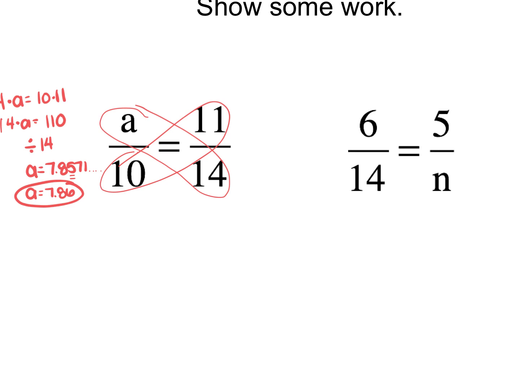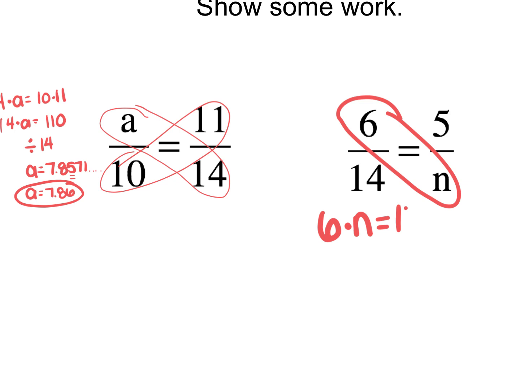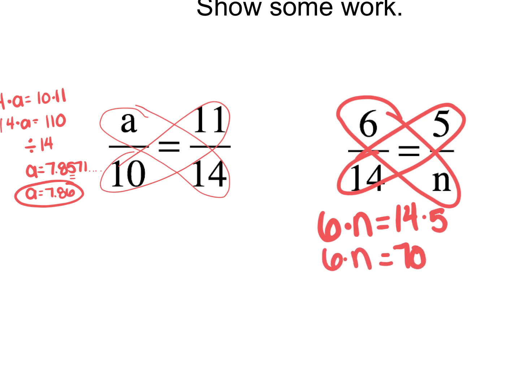Millie, you feeling good about that? Yes, you put down 6 times n. Good. And what's that equal to? So 6 times n, what's going to be on the other side? 14, which is equal to 14 times 5. Good. So Millie just took her 2 diagonals and set them equal to each other. 6 times n equals 14 times 5. Evelyn told us 14 times 5 is going to be 70. So we're going to say 6 times n equals 70.